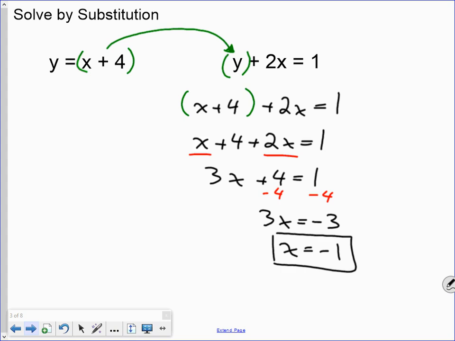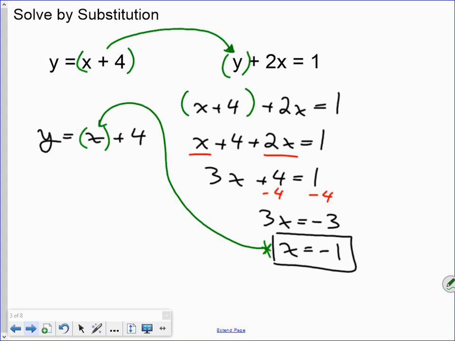So after doing that first substitution, we have half of our solution. X is equal to negative 1. What do we do with that x equals negative 1? Well, we know that y is equal to x plus 4. So we can take this expression here for x and sub it in here for x. This is our second substitution.